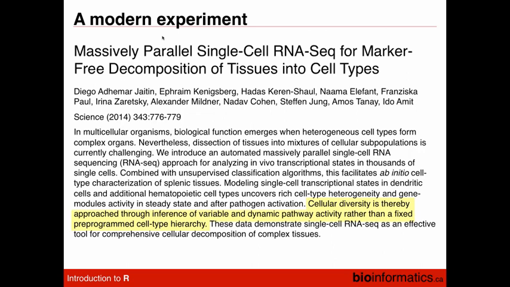What these people did is they looked at gene expression levels by counting RNA-seq transcripts, and then approached cellular diversity through inferring variable and dynamic pathway activity, rather than looking at a pre-programmed hierarchy. So they looked at what these cells express and what these cells change during expression, and then asked, are there similarities? So you have a large number of cells, they all do their thing.